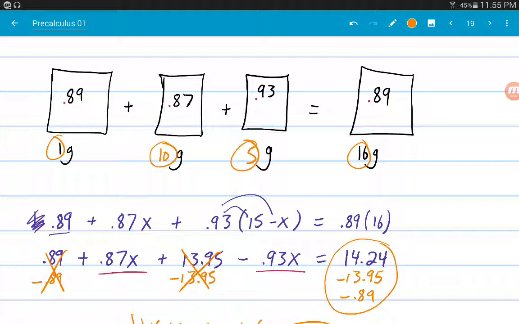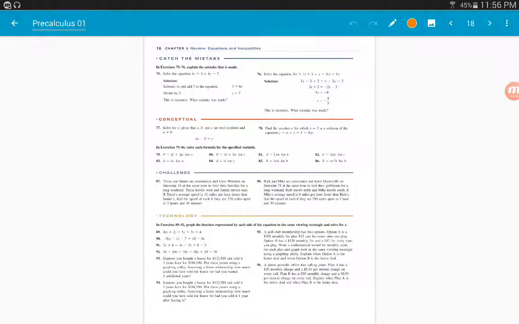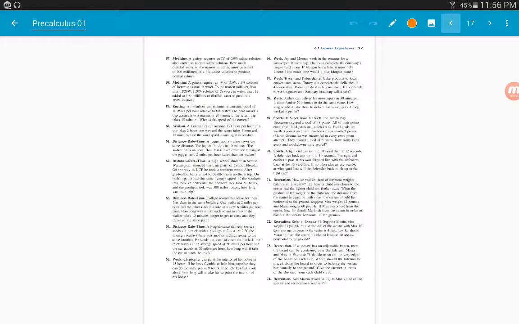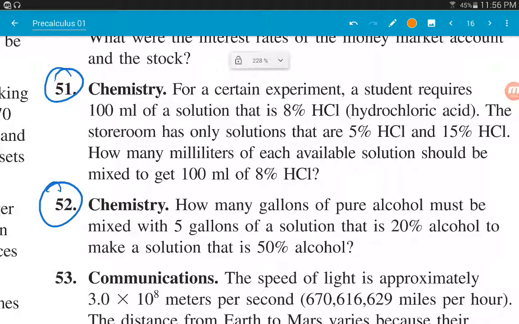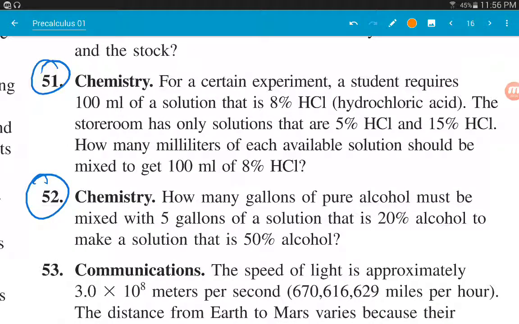Now with this in mind, I'm just going to show you how I set up the other question. Question 51, the first of the mixture questions. And I have faith that you'll be able to figure it out and to finish it and to do question 52. So let's start here. 51, chemistry. For a certain experiment, a student requires 100 milliliters of a solution that is 8% HCl, hydrochloric acid. So our goal at the end is 100 milliliters of 8%.